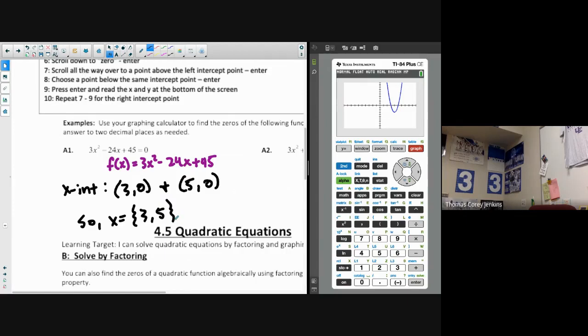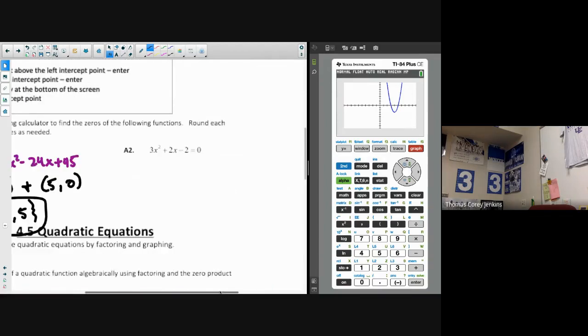I don't care if you use the little brackets there. If you want to say x equals 3 and x equals 5, that's fine. If you just want to say x equals 3, 5, I think that's what it says on my notes or something like that. But there you go. In other words, if we sub in 3, that will make that equation true. If we sub in 5, same deal.